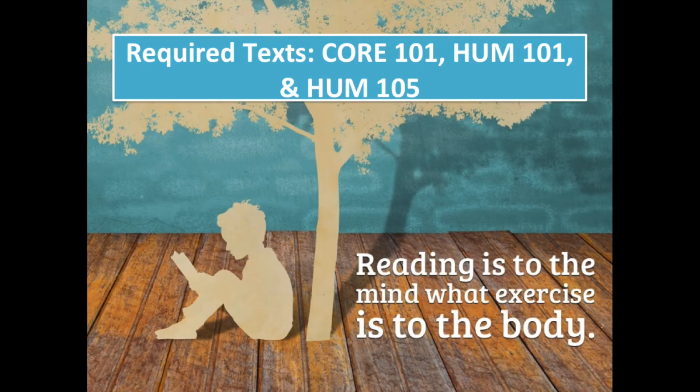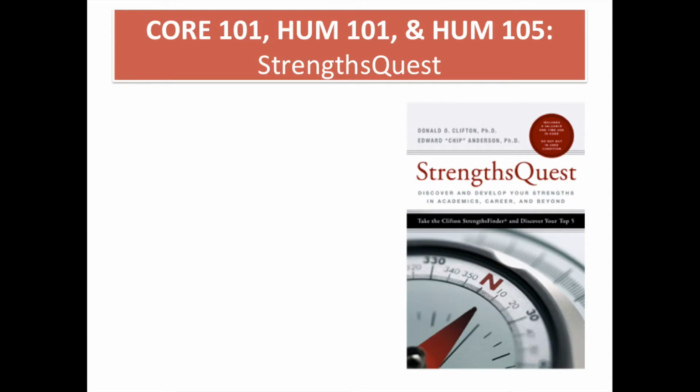There are some common required texts that I want to make sure you know about here at EOU. Most freshmen take either Core 101, Hume 101, or Hume 105 when they begin at Eastern Oregon University. There's one book that is common to all of these classes. It is this Strengths Quest book.